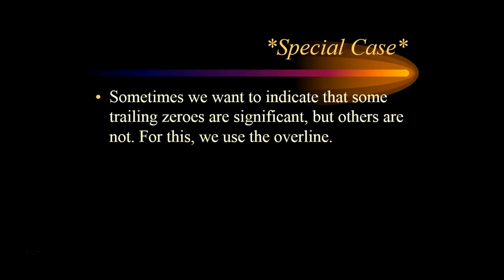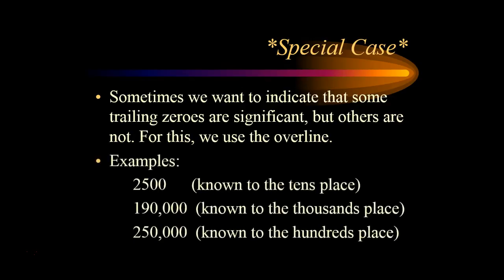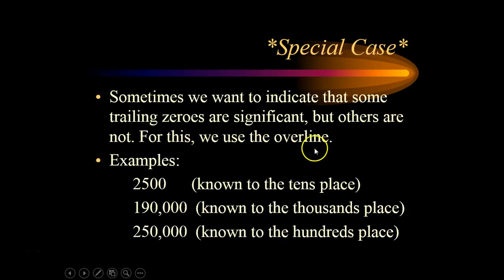Going on to the next step here, sometimes you want to indicate that some trailing zeros are significant, but others aren't. And I'm going to give you an example here. So we're going to use an overline or an overbar to indicate this. So let's say we have 2,500 here, and we want to indicate that we know it to the tens place, but that we're unsure about the ones. So what we do is we put an overbar over it to say, all right, we know the tens place is a 0, but we don't know what that ones place is.